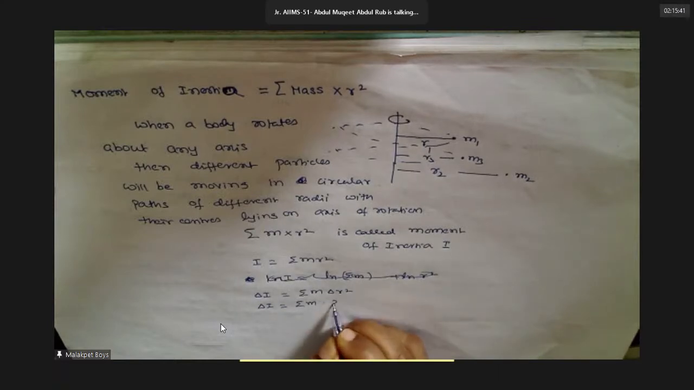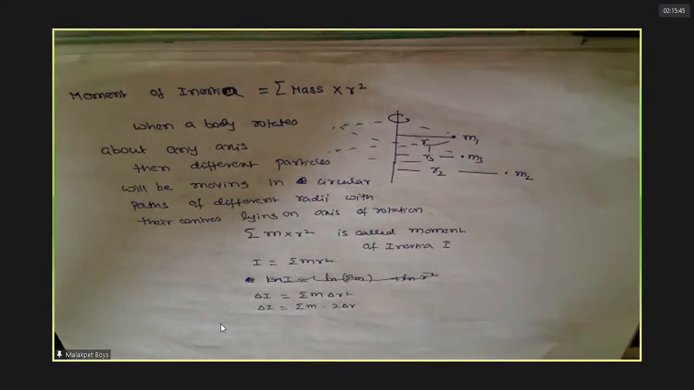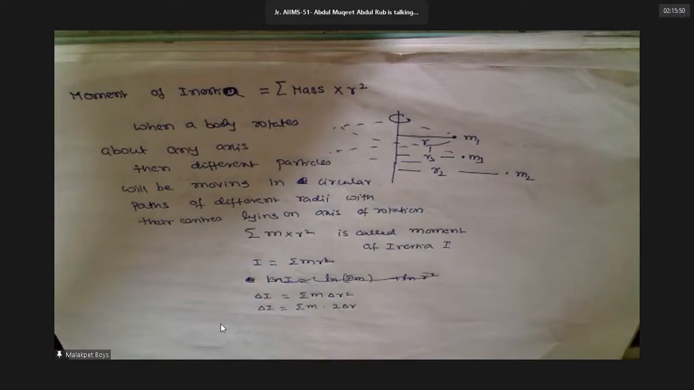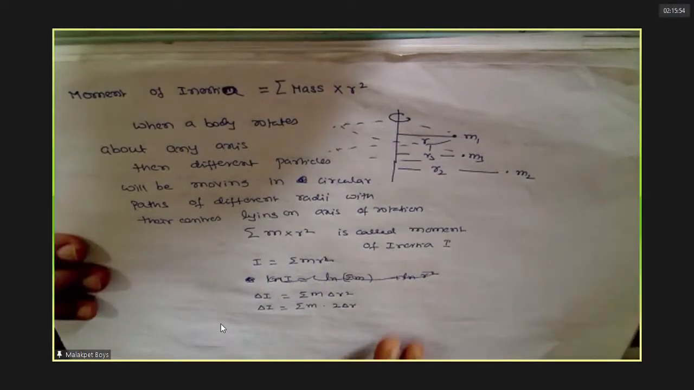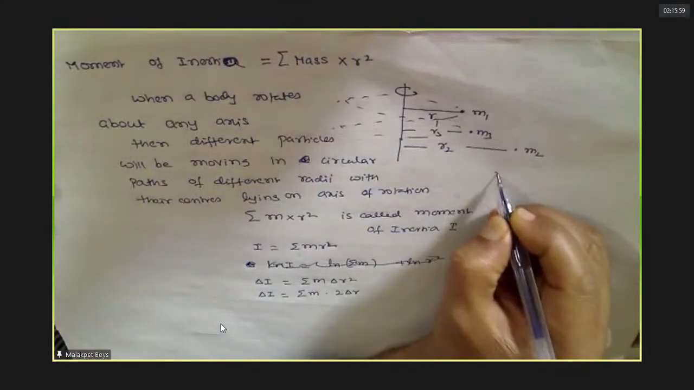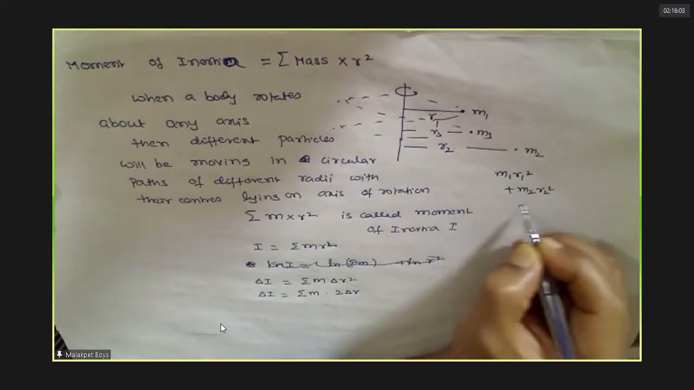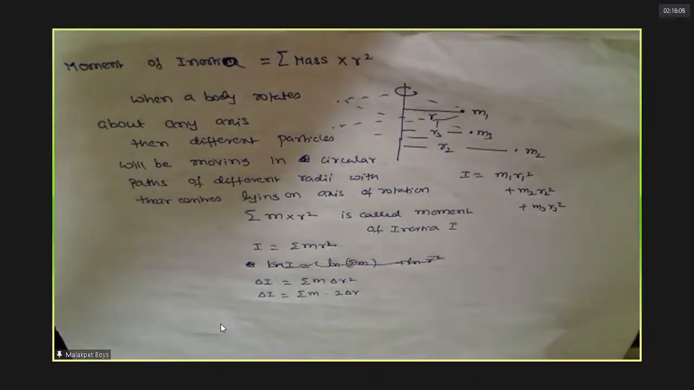Sir, is this the sum of mass and radius together or just mass? Mass into radius square. Here I am showing. So that's the whole sum of the mass into radius square, mass of each particle into its radius square. See, M1 R1 square, M2 R2 square. Understood, sir. So this is the moment of inertia. Agreed? Great, sir.